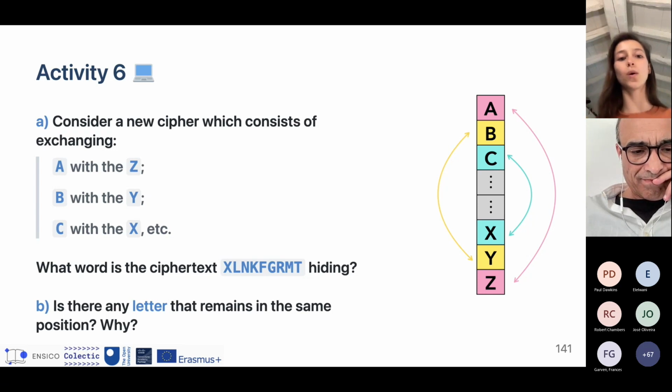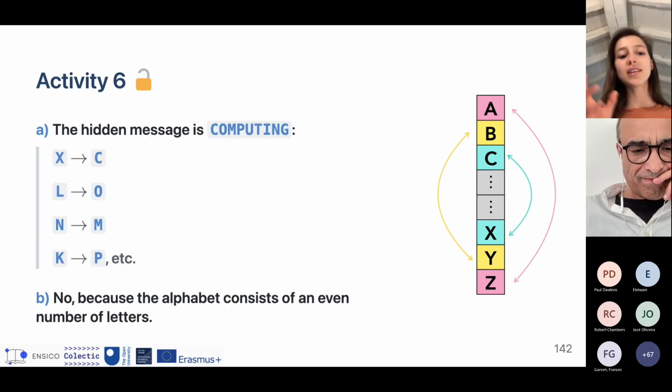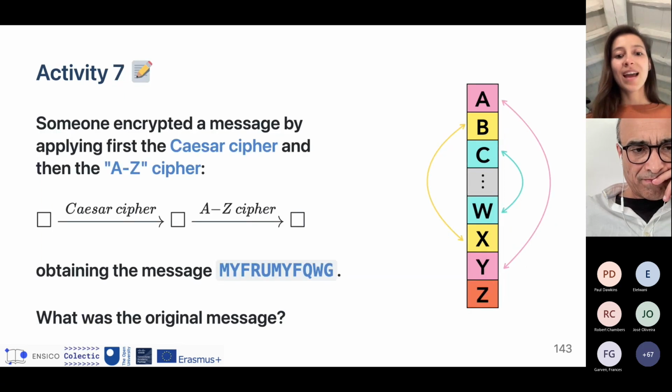And the answer is no, because the alphabet consists of an even number of letters. So there's no letter in the middle. Look, there only exists a middle if you have an odd number of things, but the alphabet has an even number of letters, so there's no middle. So every letter is transformed into a different one.